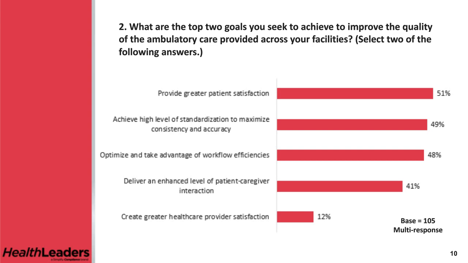Interestingly, again, drilling into the data, the number one item for hospital and health system respondents was to achieve a high level of standardization to maximize consistency and accuracy. Physician orgs, it was much different. For hospitals and health systems, at 54%, the top item was achieving a high level of standardization to maximize consistency and accuracy. For physician orgs, at 71%, it was optimize and take advantage of workflow efficiencies.